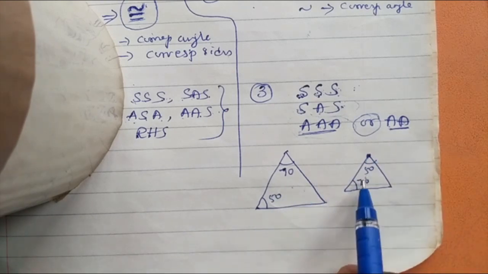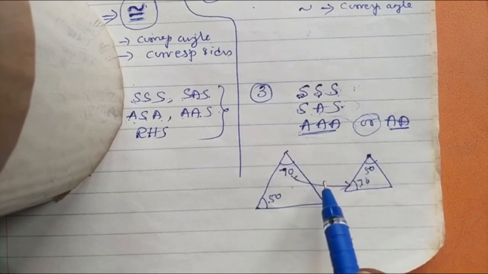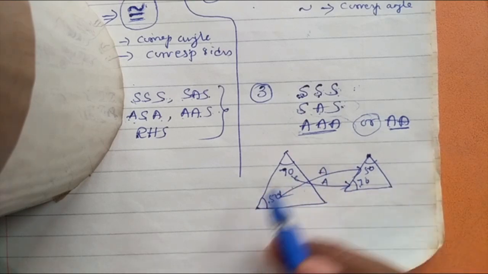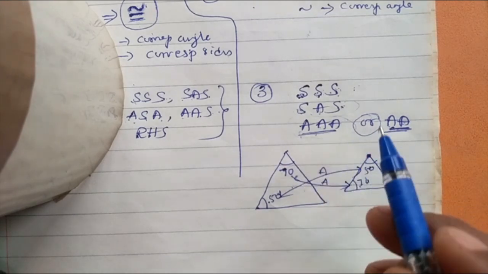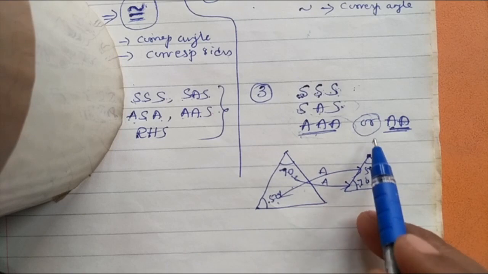Now in these two triangles, how many angles are equal? One to one, 70 equal to 70. These two are corresponding angles. These two are corresponding angles. There are two angles equal. So it is AA. How can AA also be AAA? Here 70 equals 70, 50 equals 50. So we have equated only two angles.